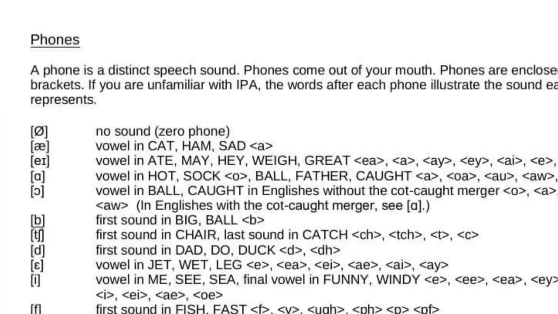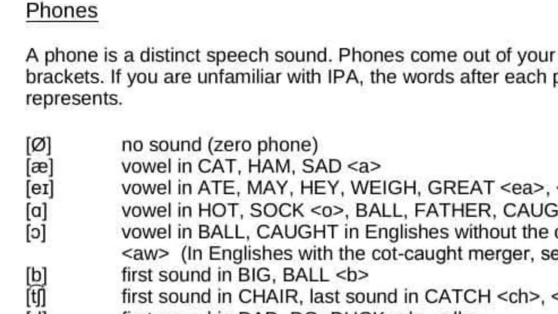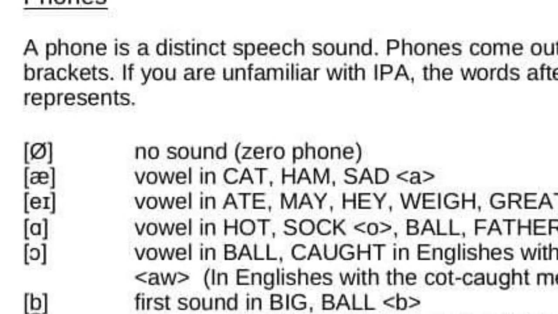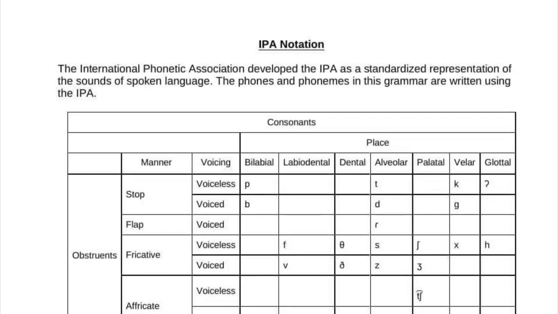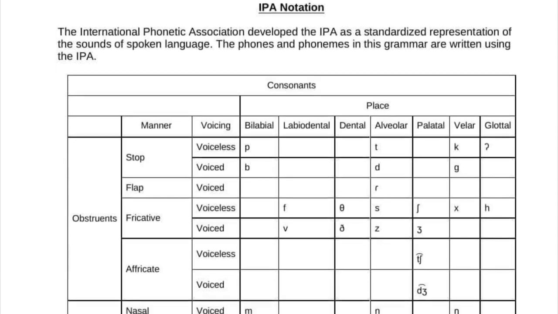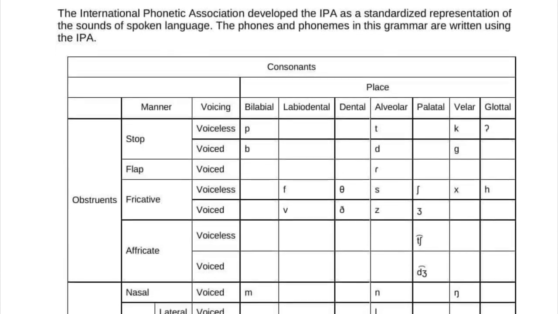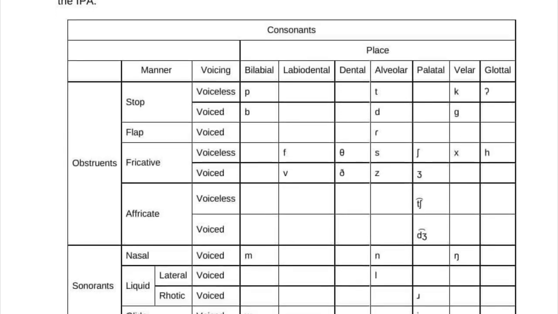For example, the letter that looks like an A attached to an E, the letter ash, represents the vowel in cat, ham, and sad. Many dictionaries use IPA to show pronunciation, so learning IPA notation is another beneficial skill that comes from using the Teach a Student to Spell program.